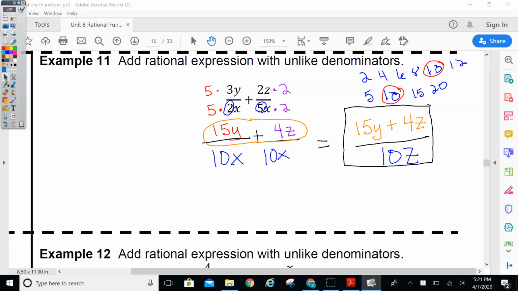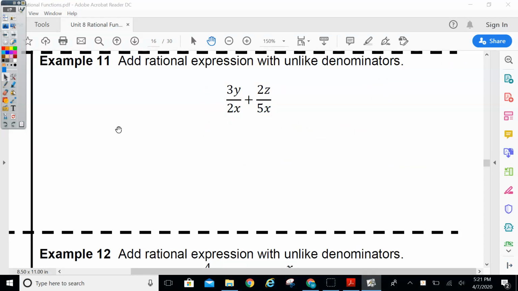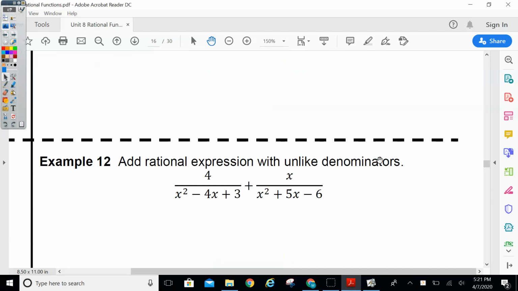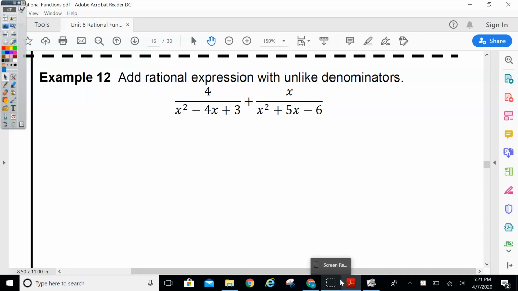Okay, so let's do one that requires us to factor. So looking at example number 12 here, and then we'll go back and edit number 10 at the top. So here, the denominators aren't the same, but they're quadratics. So anytime it's a quadratic, we ask ourselves, how are we going to factor this? So we have our usual choices, GCF, difference of squares, basic, and AC.